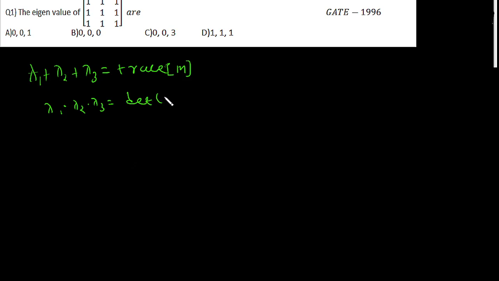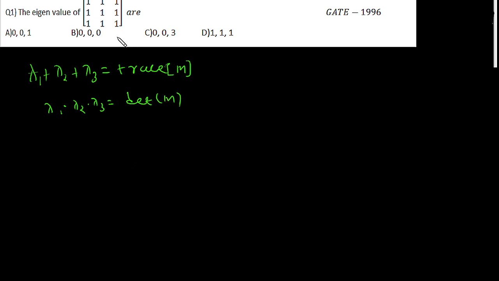Question 1 says the eigenvalue of this matrix, which is 3 cross 3 in dimension, and all entries are 1. They are asking the eigenvalue of this matrix. Here we have to simply use the property: the sum of all three eigenvalues, lambda 1 plus lambda 2 plus lambda 3, will be the trace of this matrix. Let's call it M, and the multiplication of these three numbers gives the determinant of this matrix M.